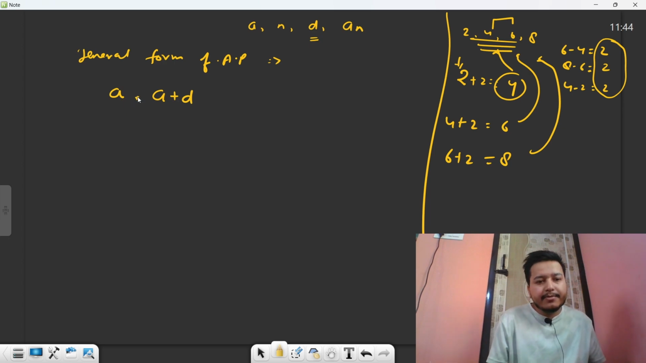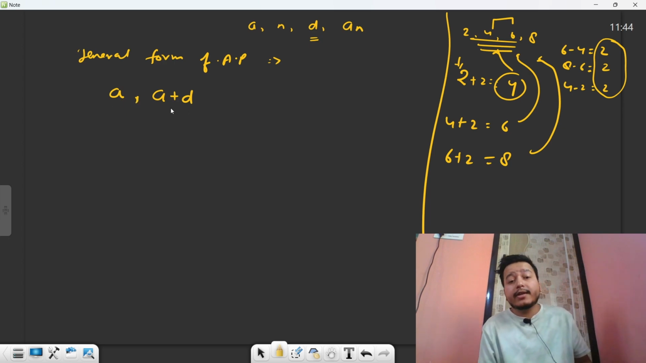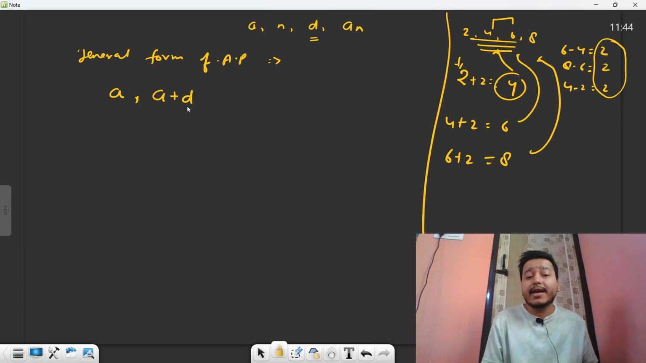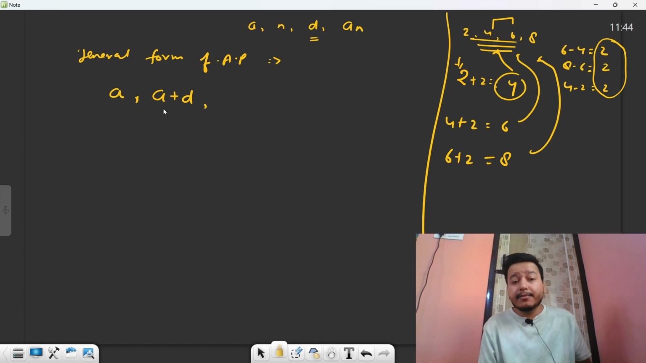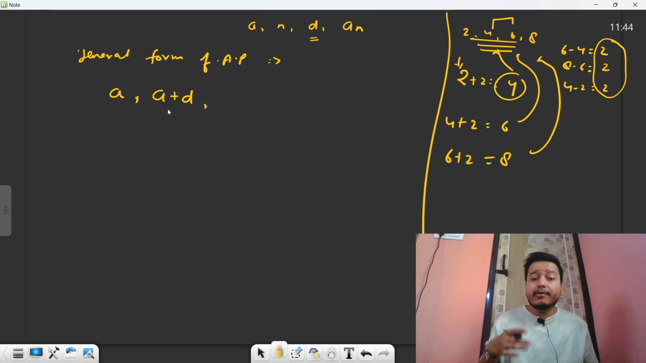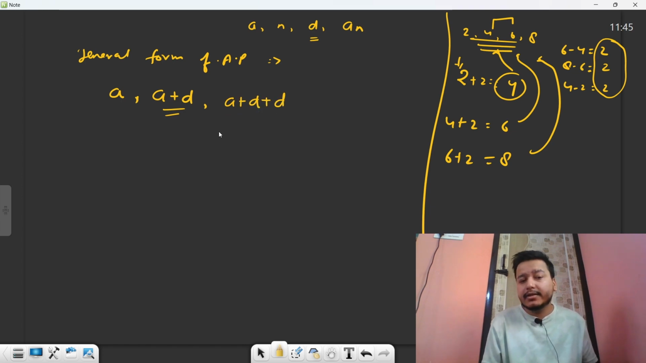Similarly, the first term here is A. So how can we find the second term? We will simply add the D to the first term, so it will become A plus D. Now the second term is A plus D. How will we find the third term? We will simply add the D to the second term. The second term was A plus D, and we will add the difference again.